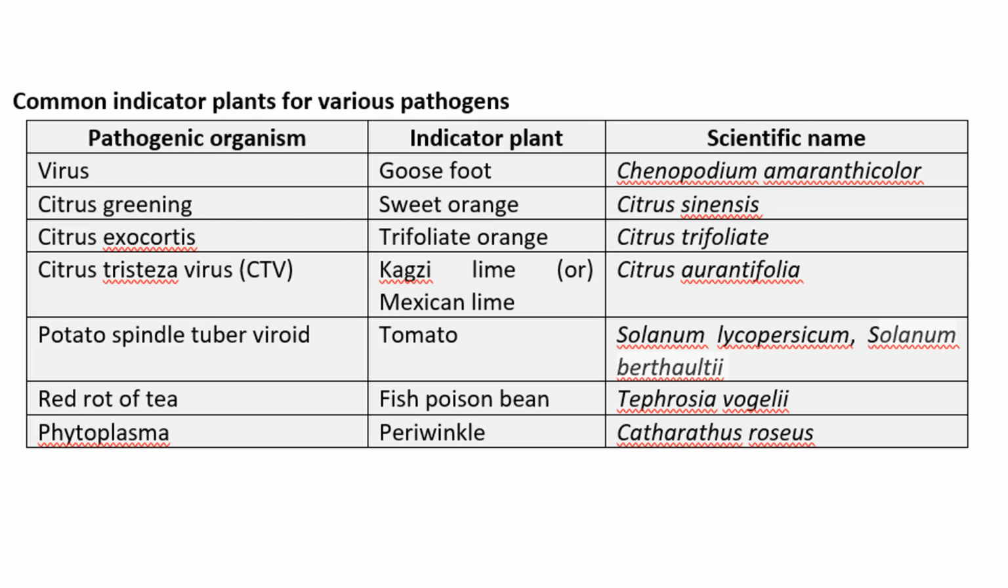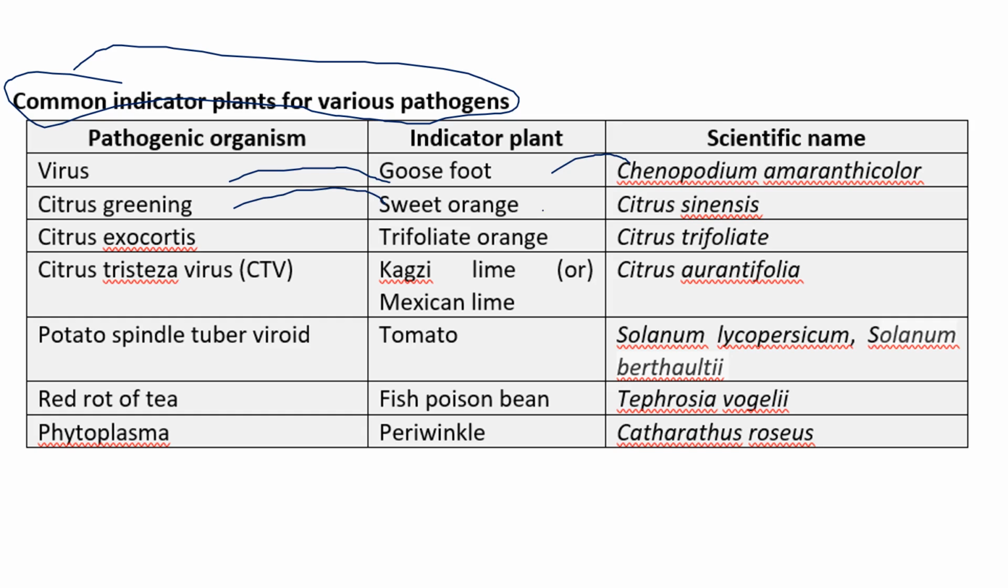Coming to the next one, these are the indicator plants from the previous slide that I mentioned in slide one. For virus, the indicator plant is goosefoot, Chenopodium amaranticolor. For citrus greening, the indicator plant is sweet orange, Citrus sinensis. For citrus exocortis, the indicator plant is trifoliate orange, Citrus trifoliata. For citrus tristeza virus, the indicator plant is Key lime, which we can also call Mexican lime. Scientific name is Citrus aurantifolia.